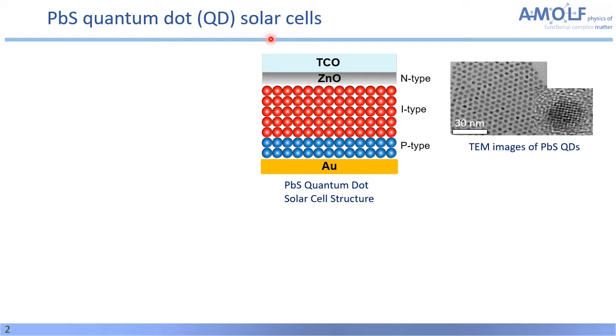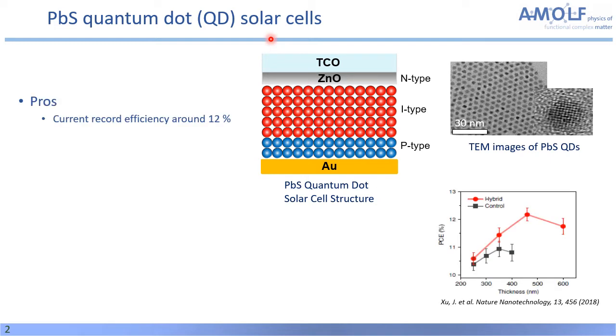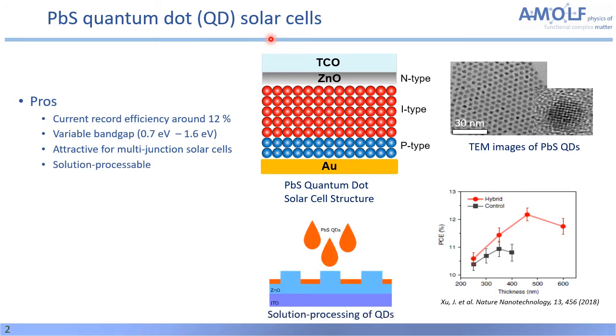Those systems come with a couple of advantages. First of all, having already decent efficiencies. Moreover, allowing you to tune the band gap, which makes it interesting for multi-junction solar cell applications. Then the quantum dots themselves are solution processable, and due to the fact that those cells are really thin, you can use them for applications that require material flexibility.